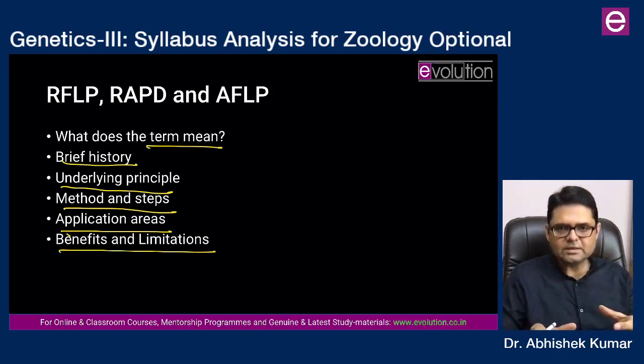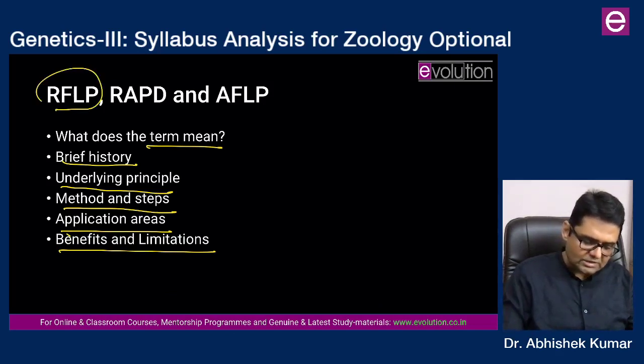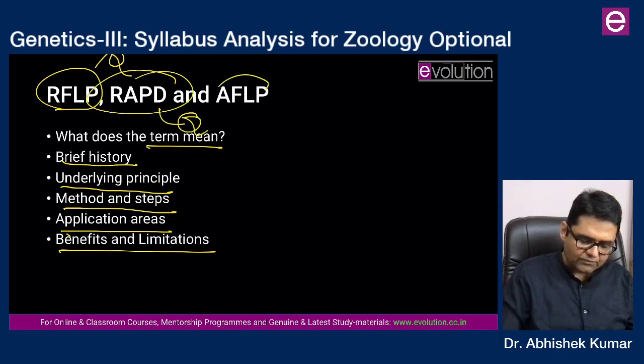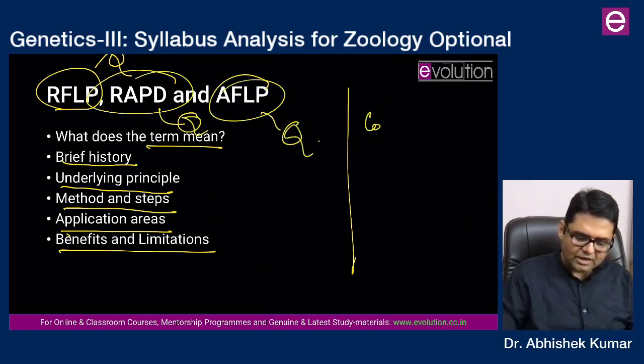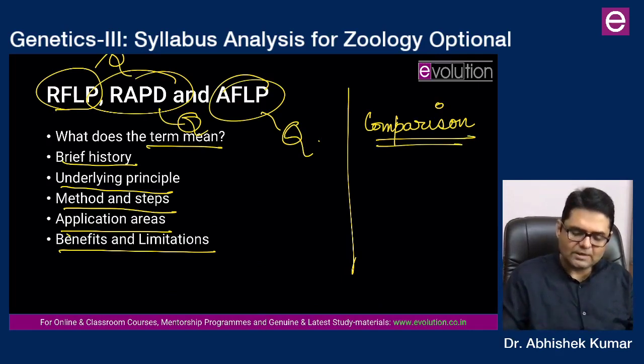What are the benefits and limitations of using AFLP? How is RAPD applied and what are its limitations? And also be ready. Each one is a question. RFLP is a question in itself. RAPD is a question in itself. AFLP is a question in itself. Apart from that, you can be asked comparison questions also. So be ready for the comparison question as well.